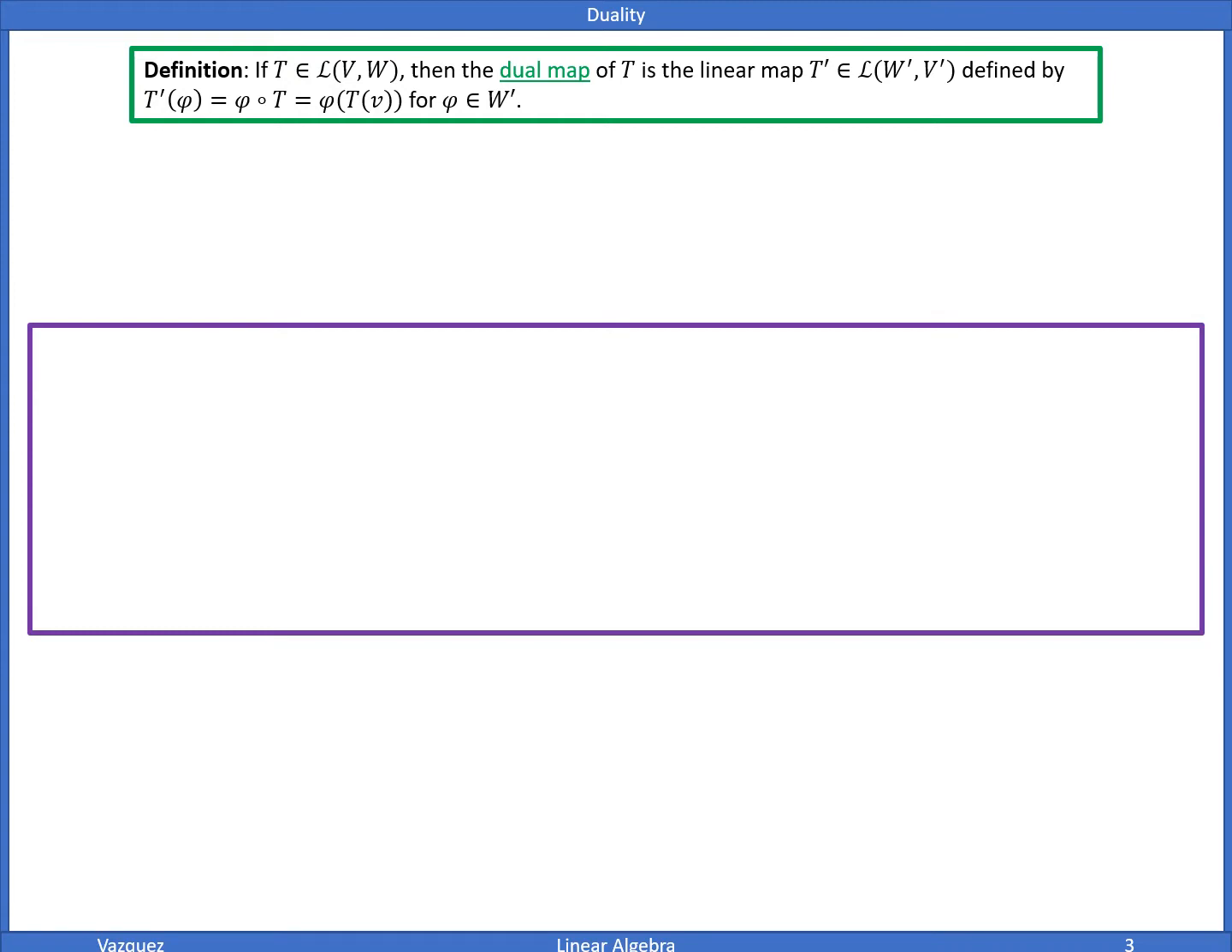And we define it like this. T prime of phi is a composition of functions, phi of T, which is just another way of writing phi of T of v, where again, v is an element of the vector space V, and phi is in the dual space of W.